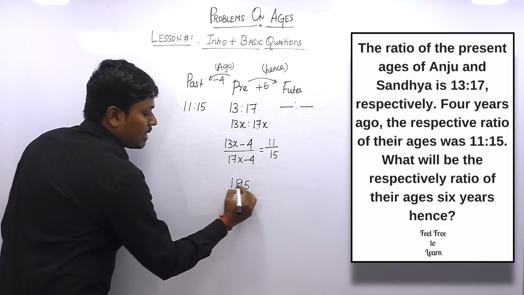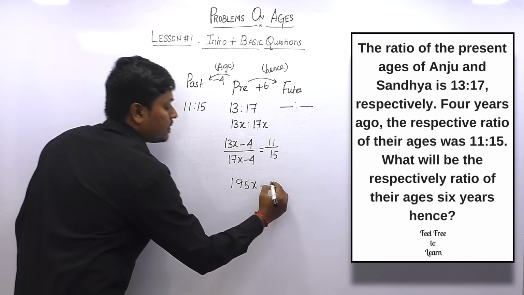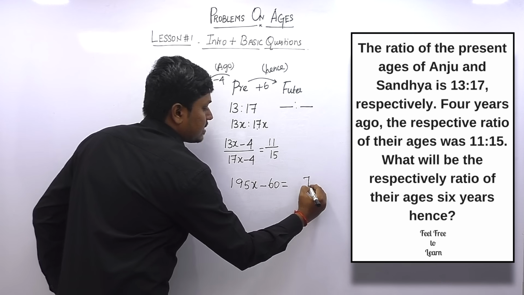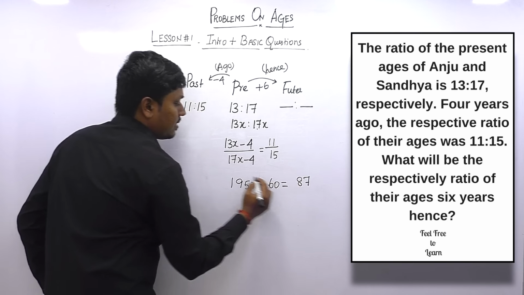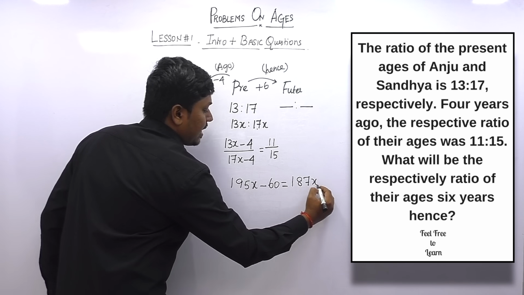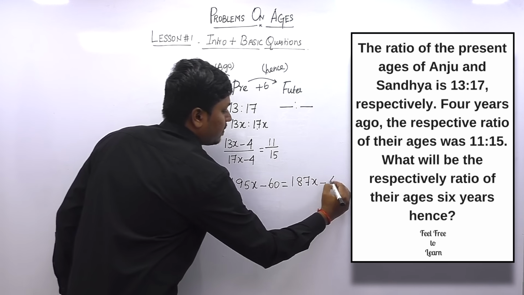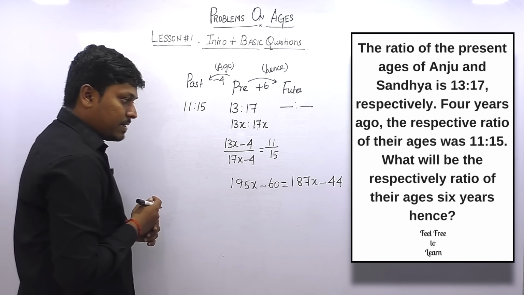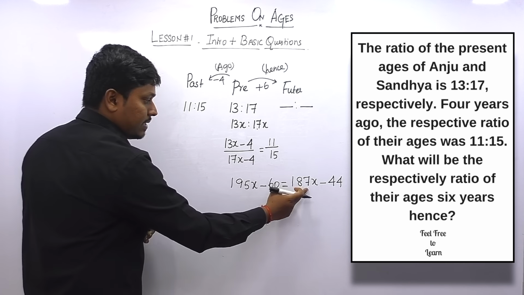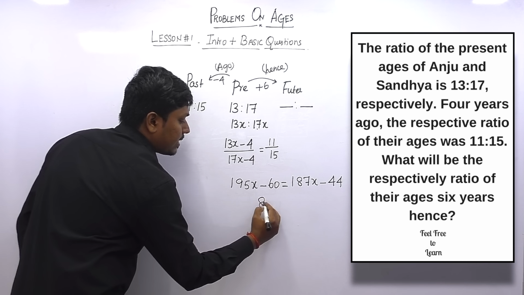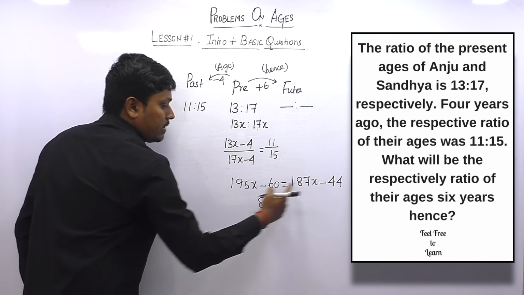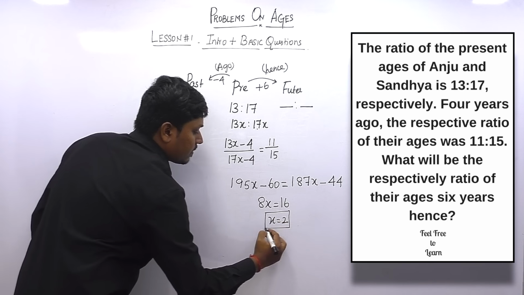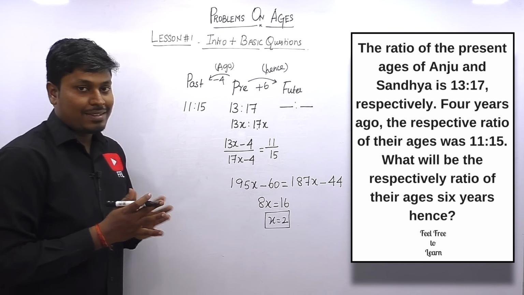So 195x minus 15 4s are 60 is equal to 11 into 17, which is 187x minus 11 into 4 will be 44. So 195 and 187, the difference is 8x. So 8x is equal to 44 minus, and 60, that is 16. So x is equal to 2. So finally we found the value of x is equal to 2.